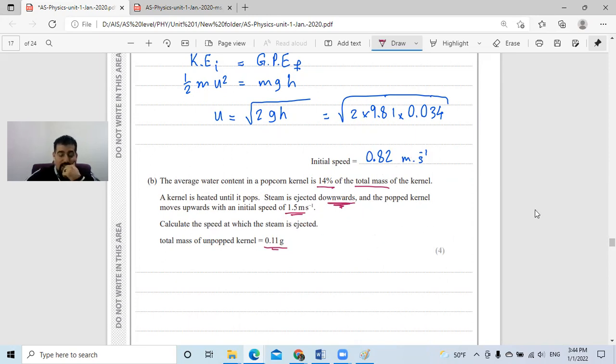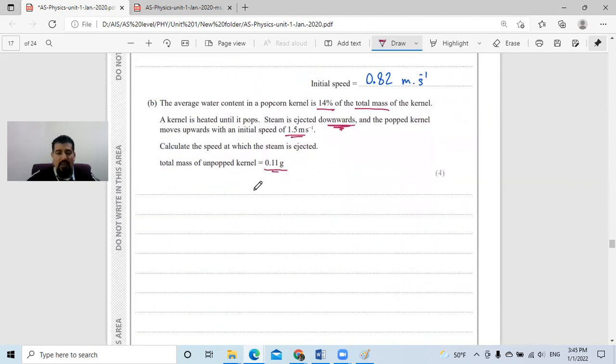Because both of them were at rest, and then the gases come out downwards and the popcorn goes upwards, which formula am I going to use? Thank you, Hamza, who always sends us the answers promptly. We have to use that the total momentum initially equals the total momentum after: the momentum of the gases final plus the momentum of the popcorn final, and everything is equal to 0 here. So what do we have here?